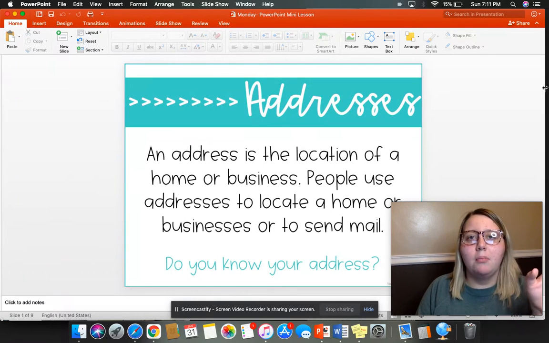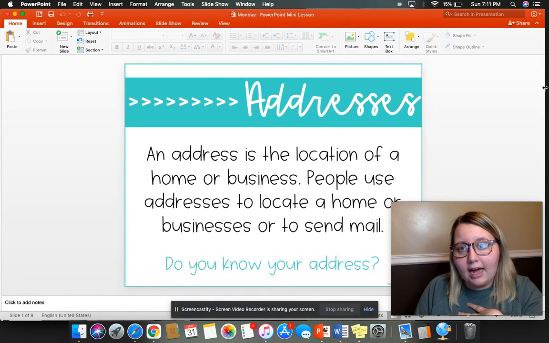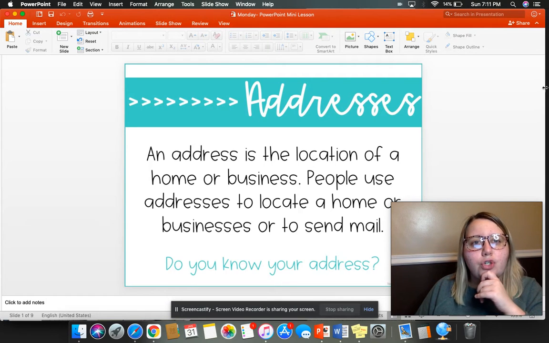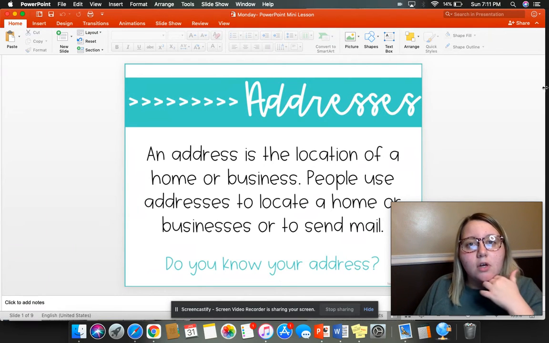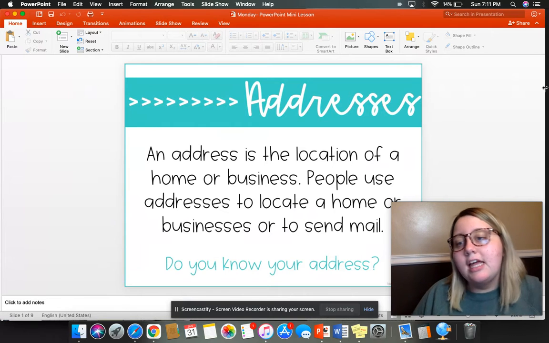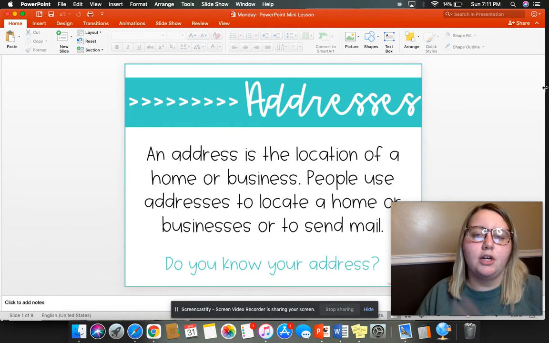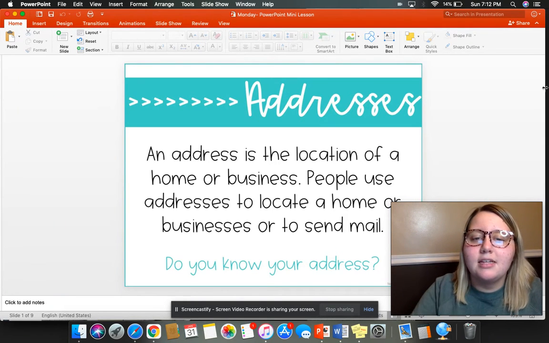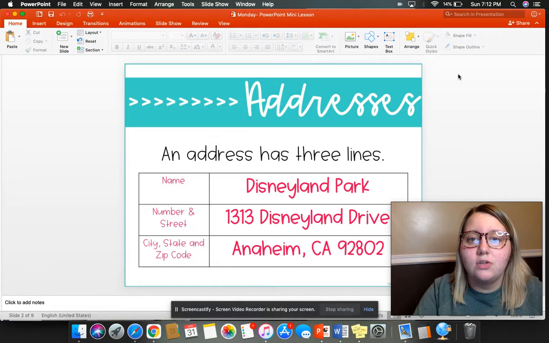So, like if you were to send something to my house, you would have to have my address. Every house has an address. Do you guys know your address? It's probably something that you should know. It's really important that you know your address. If something were to happen, you would know what your address is. If a friend wants to mail you something, they would know what your address is. If you don't know your address, that's okay. But that is something that you'll want to learn as you get older.